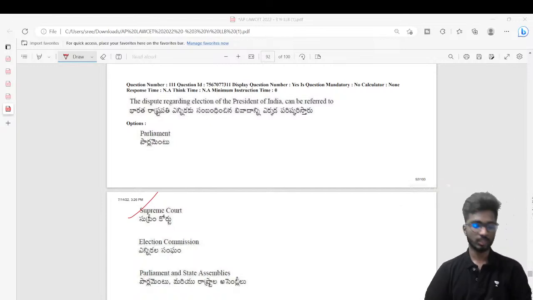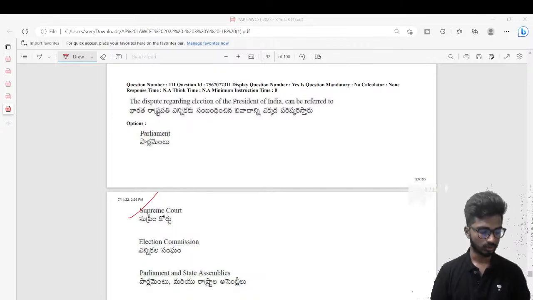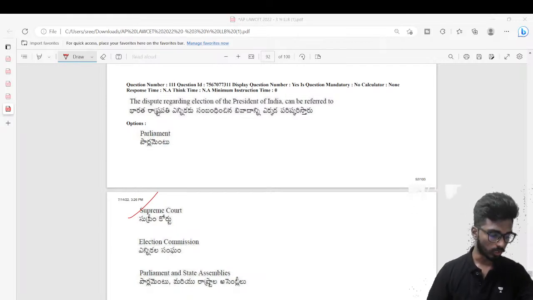Correct your answer. Who conducts the presidential election? Very good, Nani, excellent. The answer is the Election Commission. The Election Commission conducts the election. If there is any problem with the election, you have to approach the Supreme Court. Very good.